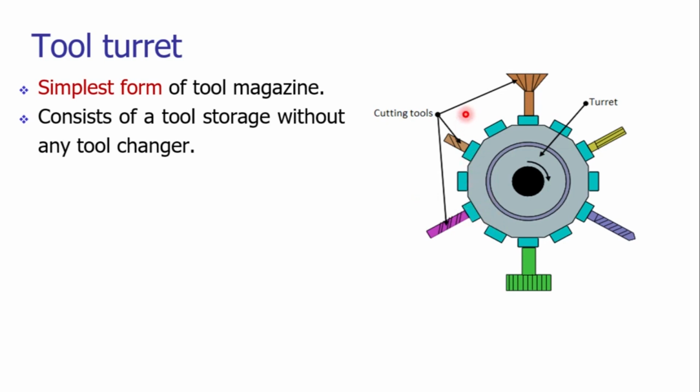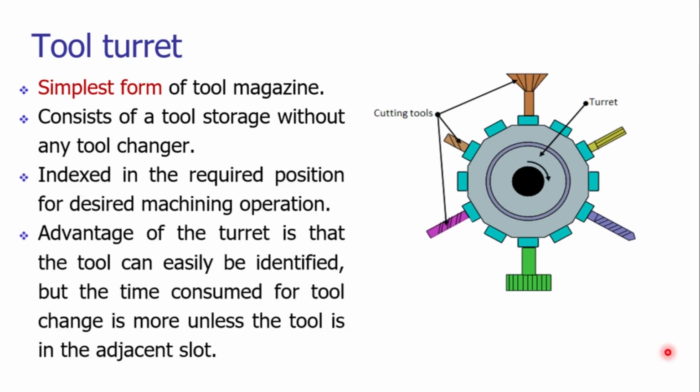We can index the tool very easily, but the changing of the tool between the spindle of the machine tool and the tool changing facility, that is the tool turret, is manual. So this type of arrangement doesn't have any automatic tool changing operation. So tool turrets are basically used in the semi-automatic mode of automation.